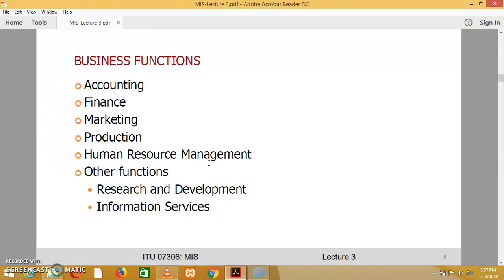And also we have production. This is a function that is used to produce the goods so it can sell them. Then the human resource management function. Within a company there is a function to control and manage the people who are working for that company. And also we have research and development. This is for making research on how they can develop the company. Also we have information services, so maybe we can have a website and so on.